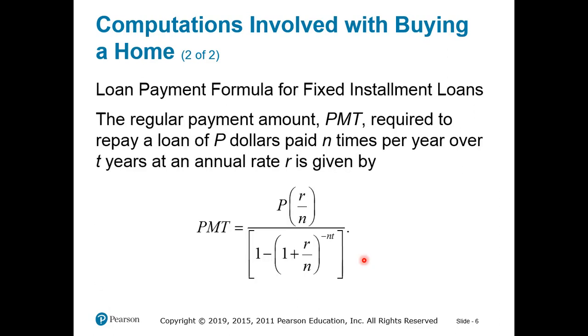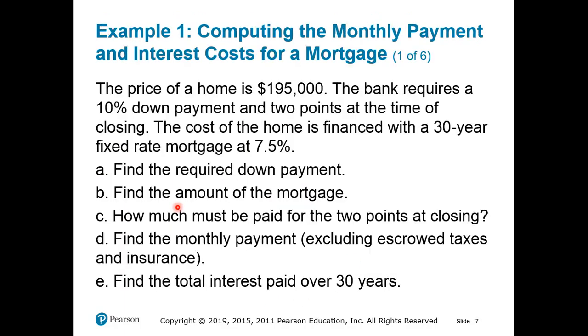Okay, so now here is the payment amount. Now notice this is the same formula as the installment loan. So this is the same formula for the fixed installment loans. The regular payment amount, PMT, required to repay a loan of P dollars, with N payments per year over T years at an annual interest rate of R. And so this is what we're going to use.